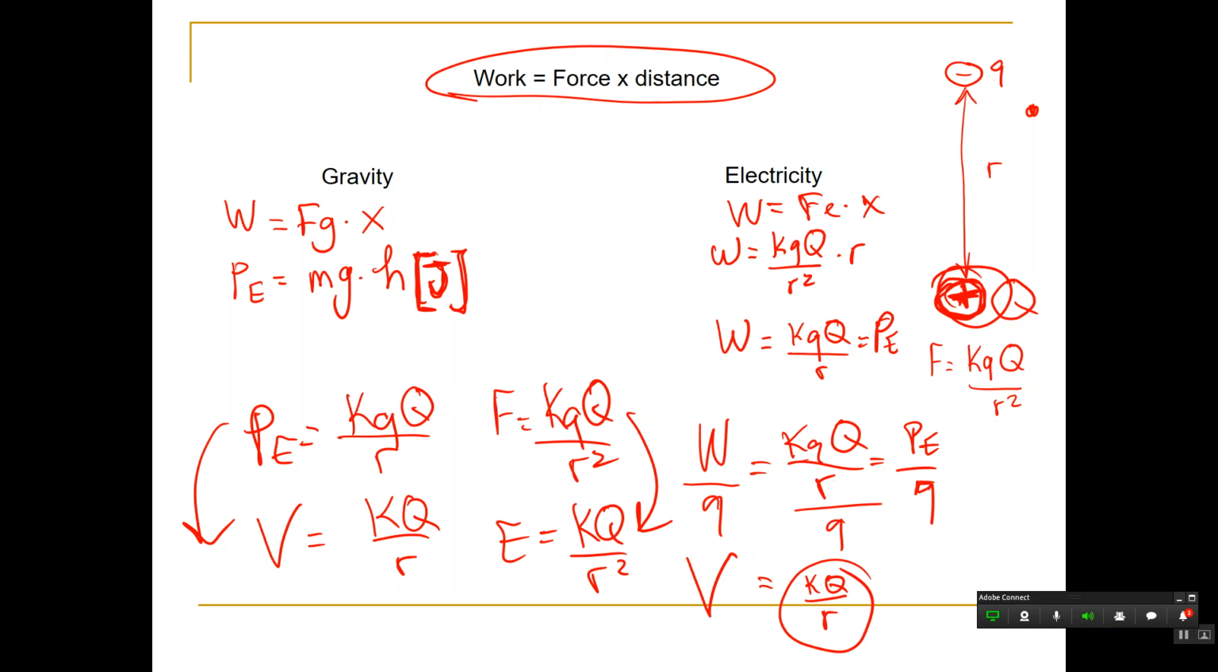So if you remember, electric field was equal to force per charge. So if I took force and divided by Q, then my Q gets removed.